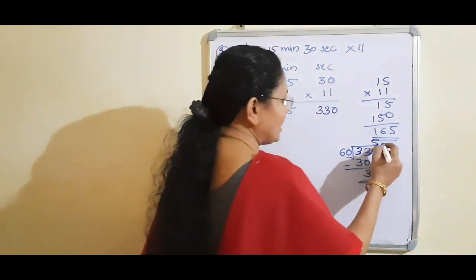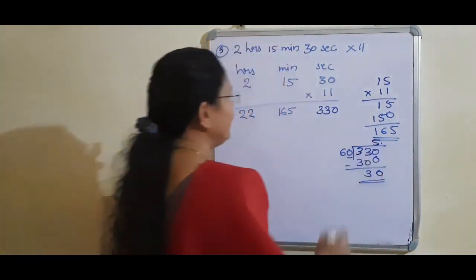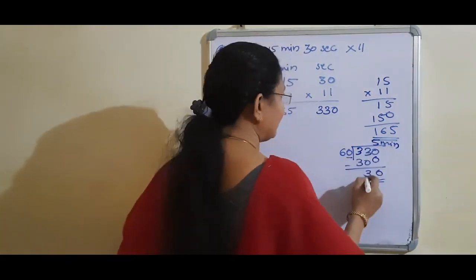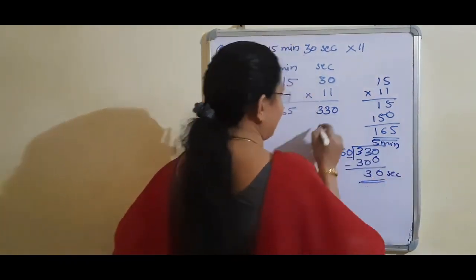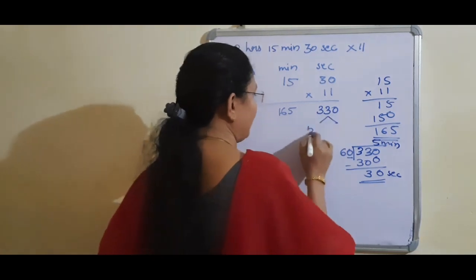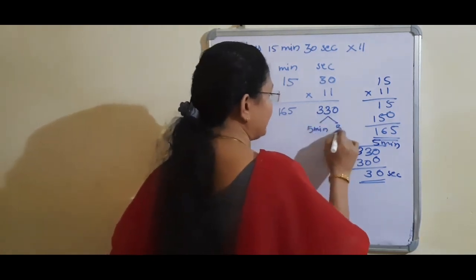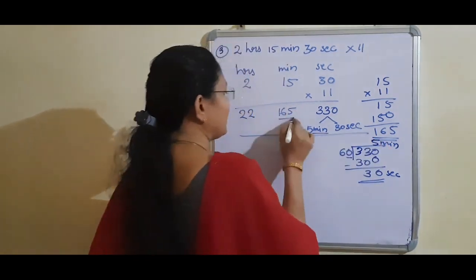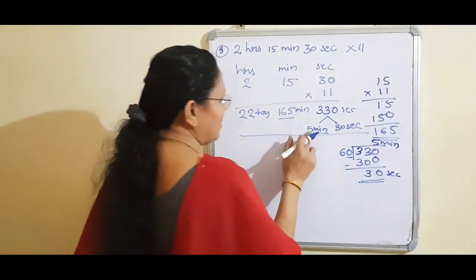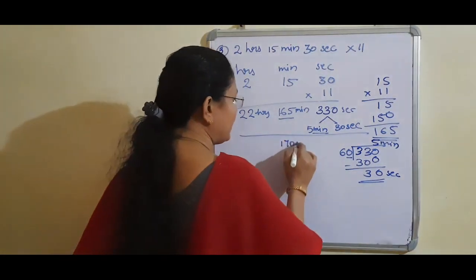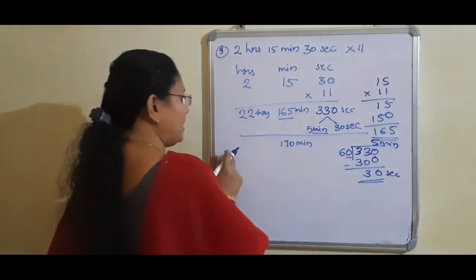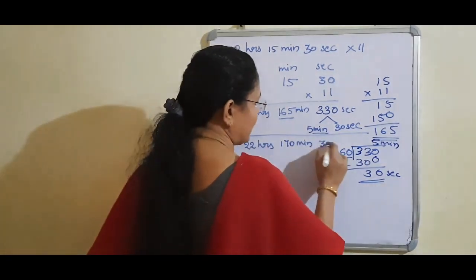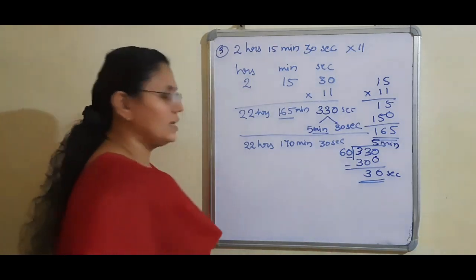Okay, now how can we write the units here? 5, next unit is minute. 5 minutes and 30 seconds. Okay, now we can write here 5 minutes and 30 seconds. What is the next step? Yes, same units we can add. We can add 165 plus 5 is 170 minutes, and the remaining measure also we can write, 22 hours 30 seconds. What is the next step?